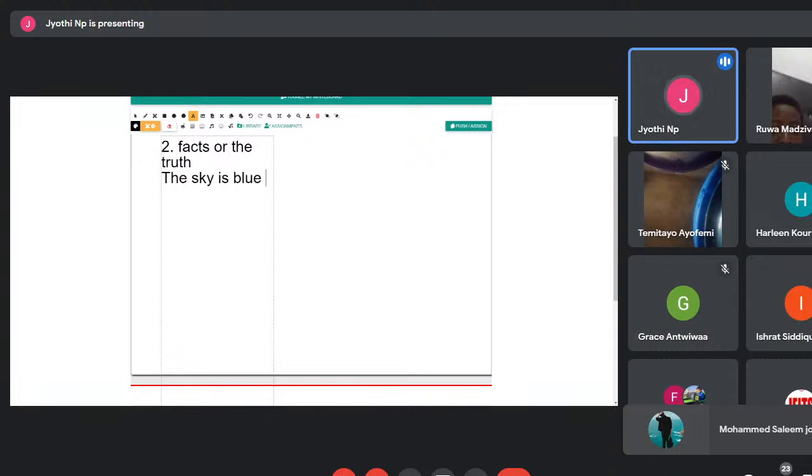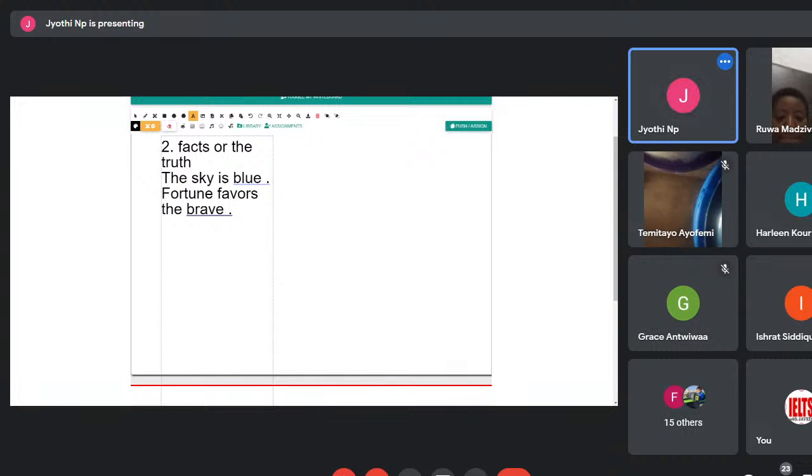Or some idioms and phrases like "fortune favors the brave." Here, if you're hardworking and brave enough to face difficulties, then definitely fortune is with you. That is what it means. So this is also a fact, isn't it? Basically, whenever we have a fact or a truth, or when we want to talk about daily routines, we usually use the present simple tense.